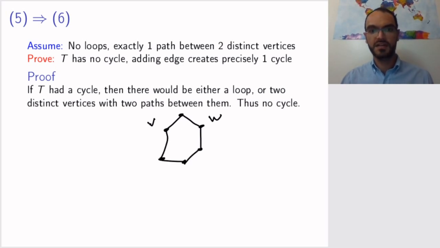But if we have a cycle with two distinct vertices on the cycle, then this means that we will have two paths between these vertices, either this upper path or the lower path. And since we are assuming that there is exactly one path between any two distinct vertices, that can't happen either. So there cannot be a cycle.